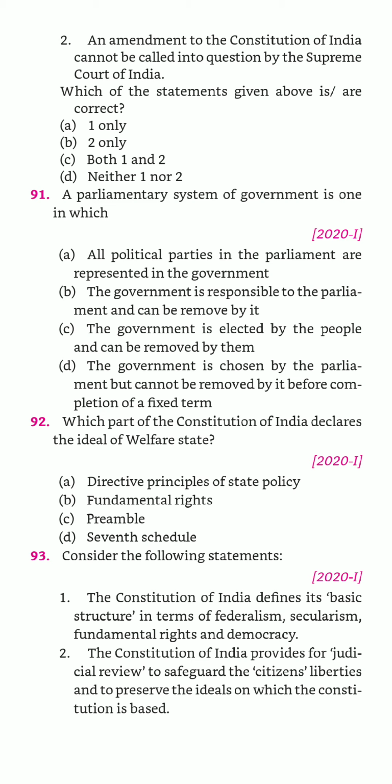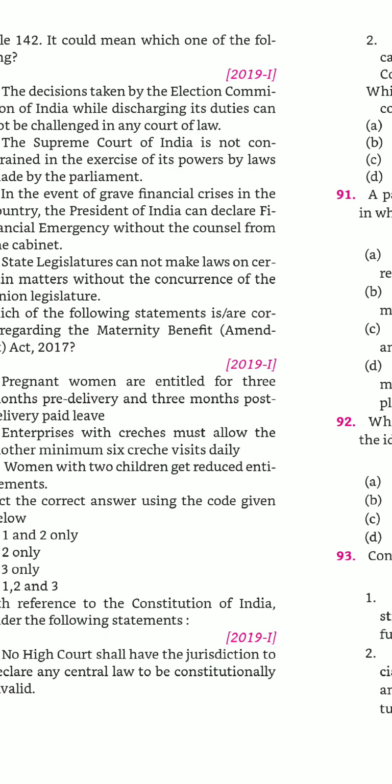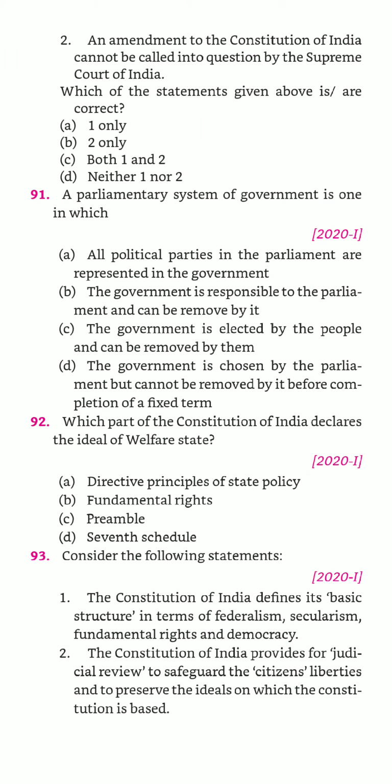Then the fifth one, 92nd question, friends. This is such a simple question. Welfare state. What is the one thing? Whenever welfare state comes to your mind, then this has to be DPSP, through which we make laws and schemes, all those things for a welfare state. For socio-economic development, DPSP comes. And when it comes to justice, then it is fundamental rights. So you should be clear.